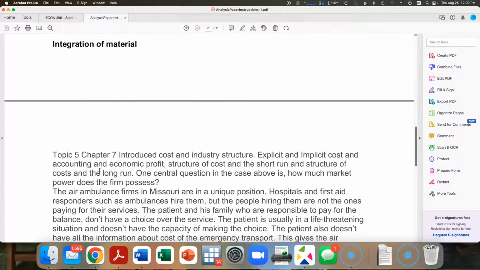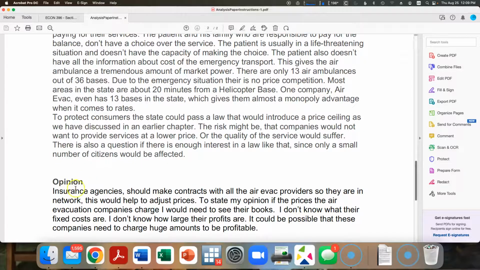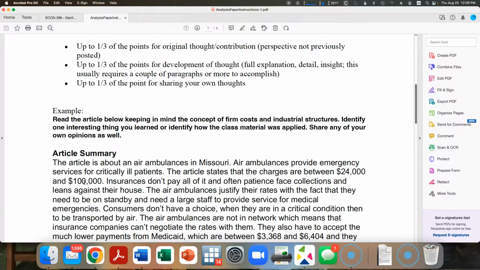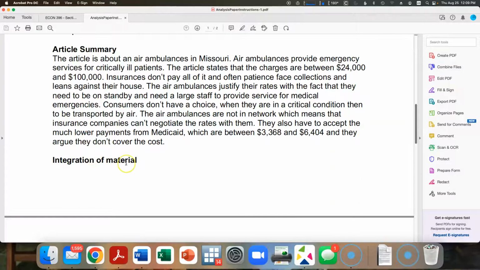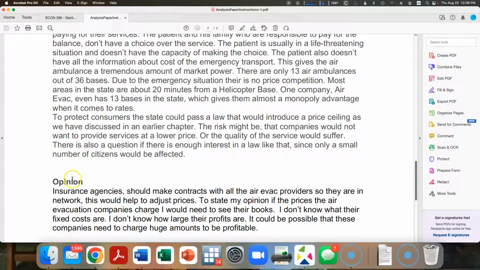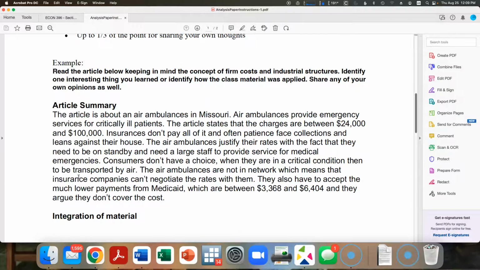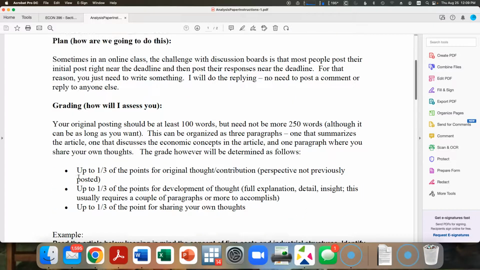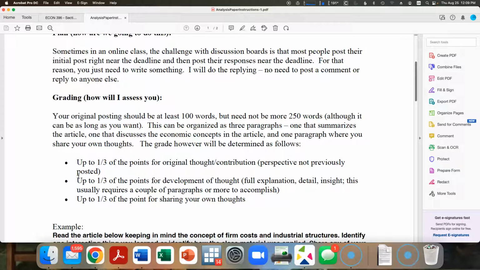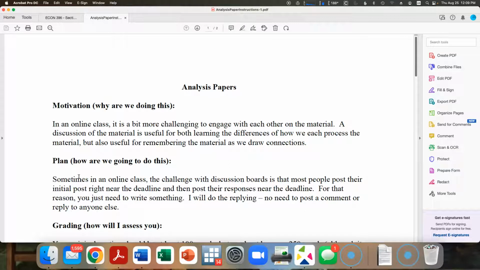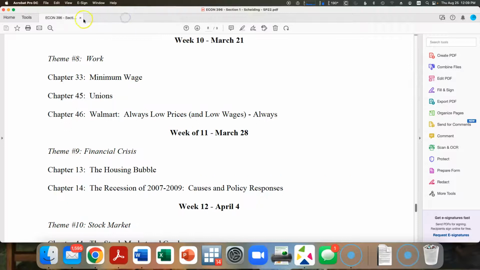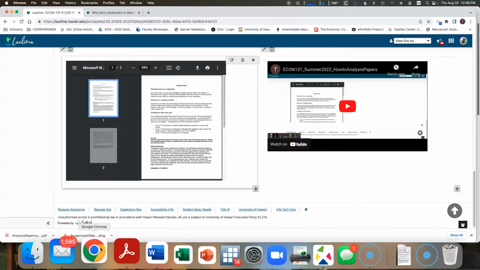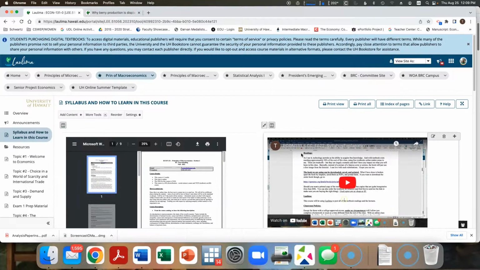And then I include a sample here of how a student did it. It made my life easy when students include the sections where they say things like article summary, integration of material, own thoughts or opinions. It makes my life easier. But if you don't want to do it that way, that's totally fine. You can see how much a student wrote. That's a good amount of material right there. So 3 longish paragraphs. And that's what you need to do for the analysis papers. I am more than willing to read drafts, especially in the beginning. If you're unsure of something, I'm more than willing to do that. But that's how you do the analysis papers for this class.